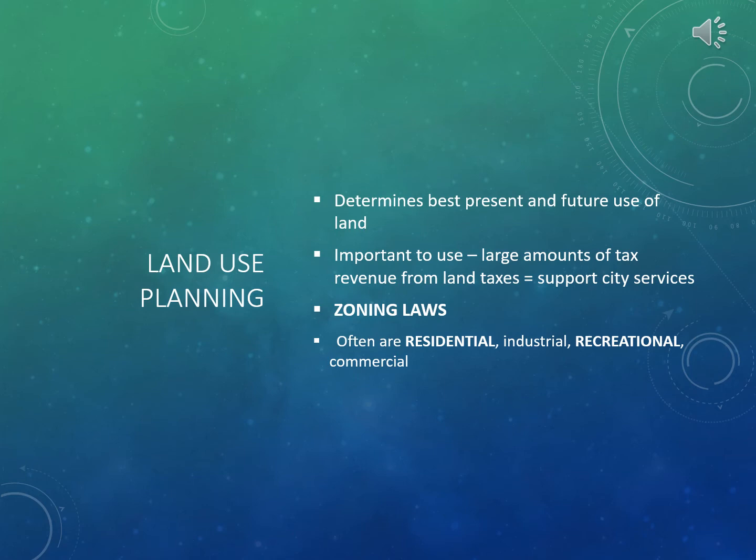Zoning laws typically identify something in one of four categories: residential, industrial, recreational, and commercial. Land use planning, particularly in the idea of smart growth, wants to mix residential and commercial together to allow for lower land use and more walkable and available cities.